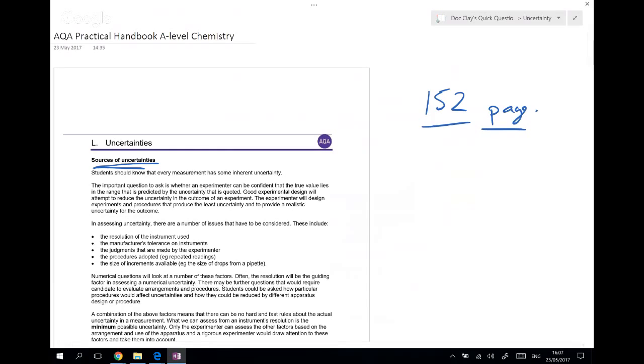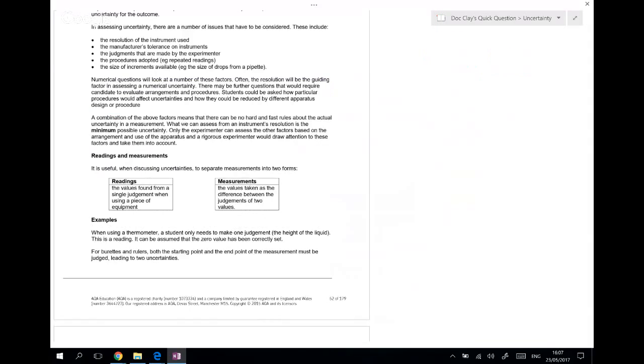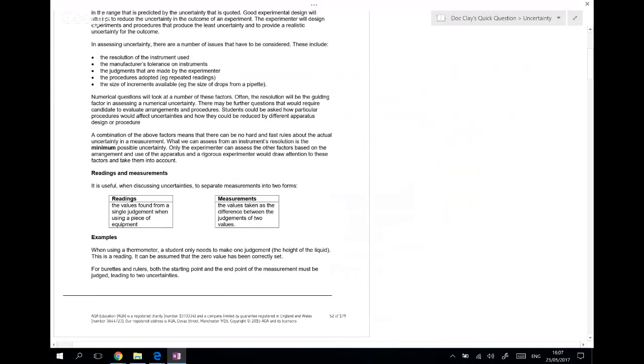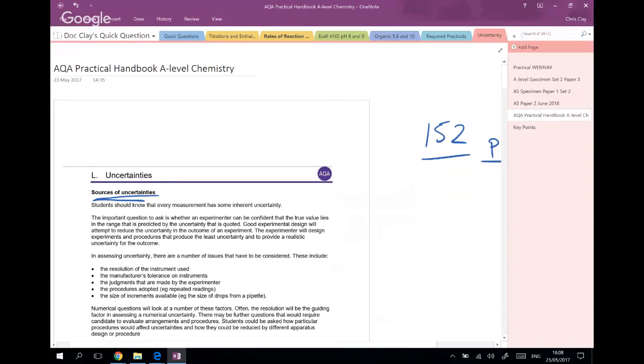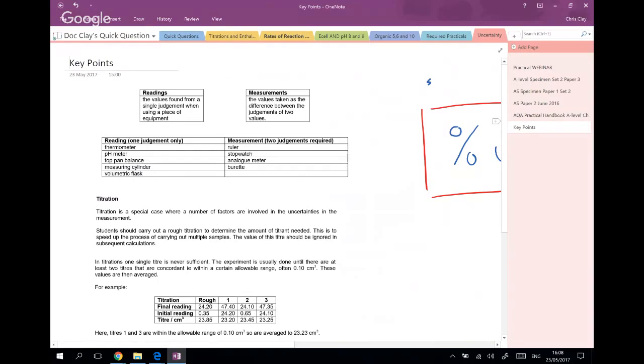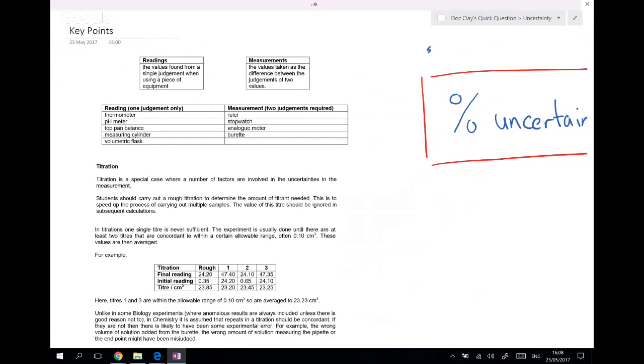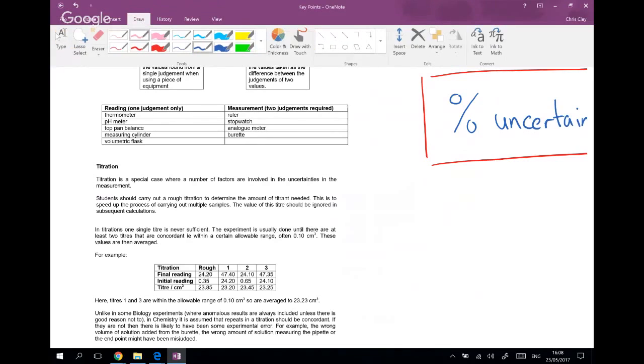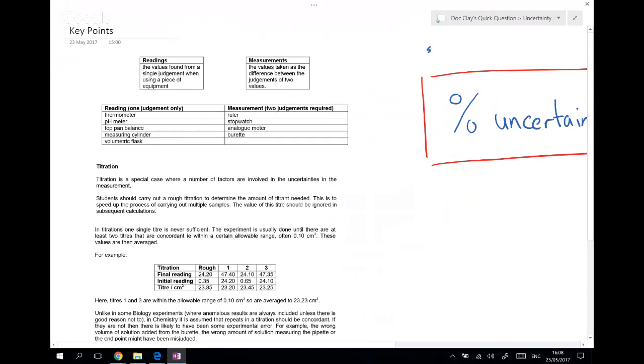But the key points I've put available to you on the webinar page there under AQA Practical Handbook. It's just printed out for you, about 8 pages or so dealing with uncertainties. And from that document, and it covers all of the sciences, by the way, not just chemistry, these are the key points that we really need to be aware of for the A-Level Chemistry exam. And hopefully I'll be able to show to you as we do this where the slight curiosities appear in the specimen papers.